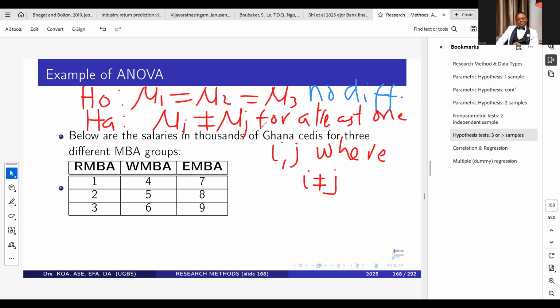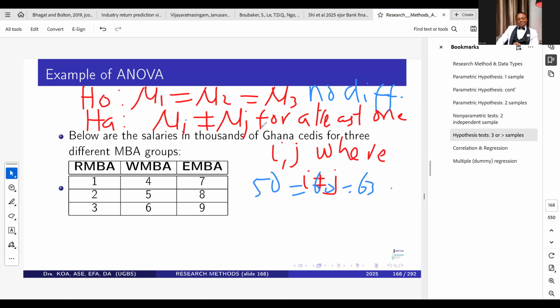So the alternative is saying that you just need one of them to be different from the other. You don't need all of them. You don't need mu1 to be 50, mu2 to be 60, mu3 to be 63. No, you don't need all of them to be different. You just need one to be different, and when one is different, that is the alternative. So what is the alternative saying? It is saying that at least one is different from the others.